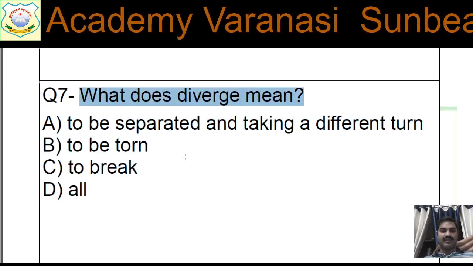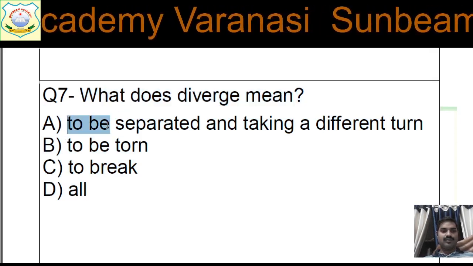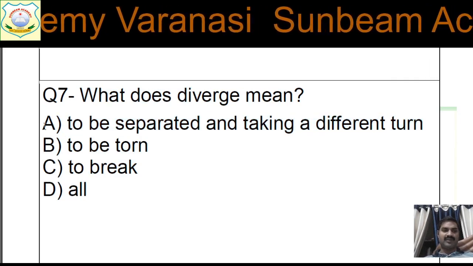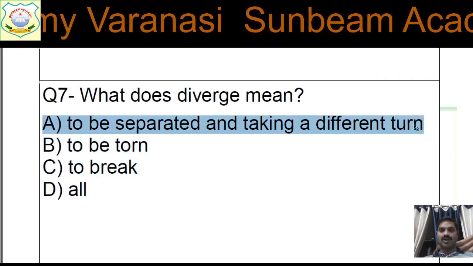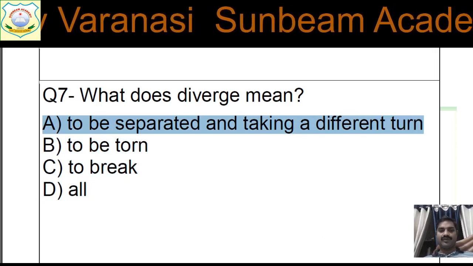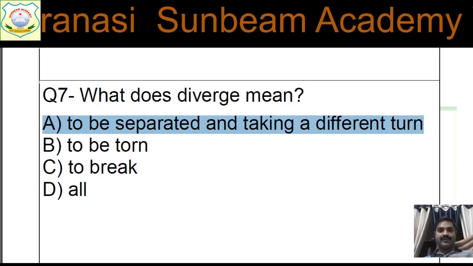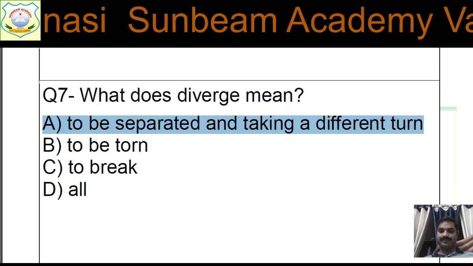What does diverge mean? To be separated and taking a different turn. So A option can be the most appropriate. Means it is all about turning. Diverging means when you are turning, taking turn. Okay. Bending. So this A option is correct here.